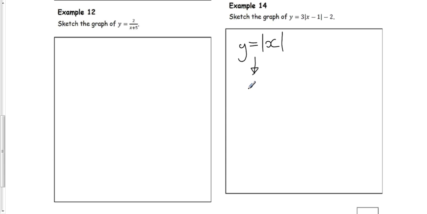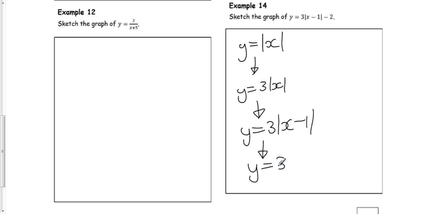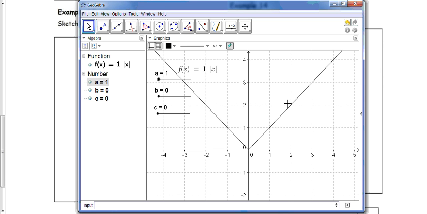First of all, it's going to become y equals 3 mod x, and then I'm going to make it become 3 mod x minus 1, and finally 3 mod x minus 1, take 2. So before we draw this, just think about what you're expecting to see from each transformation. So we're beginning with the y equals mod x graph. There it is. Y equals 1 times the modulus of x. When we write this, we don't normally bother writing the 1.